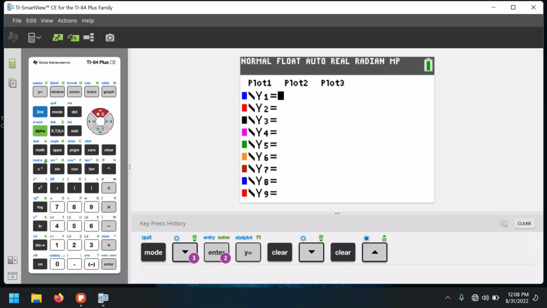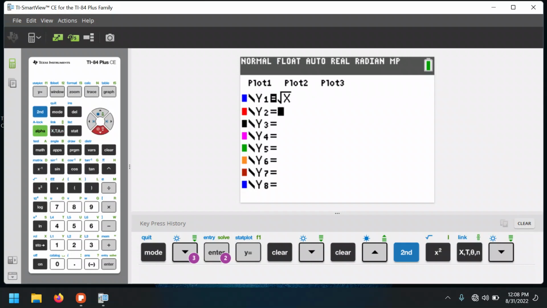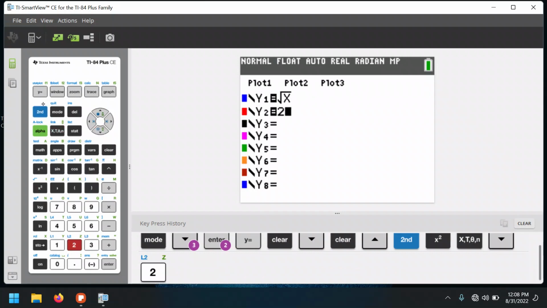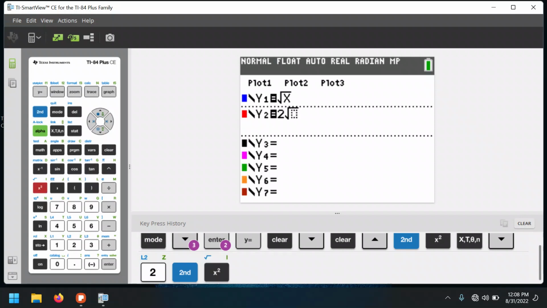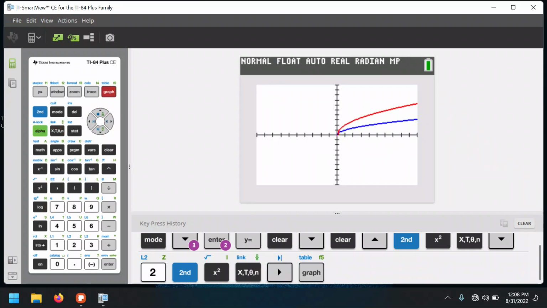So how about square root of x? Square root of x with 2 times the square root of x. In this case, that 2 is going to stretch the graph vertically by a factor of 2. That's how we describe it in words. Let's see the graph and confirm.